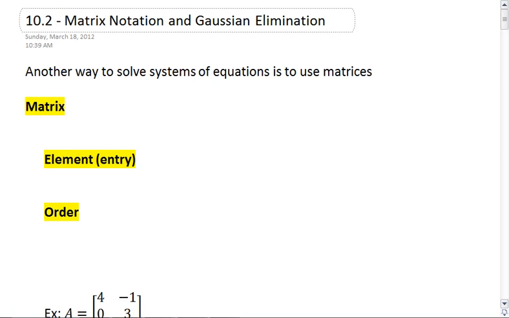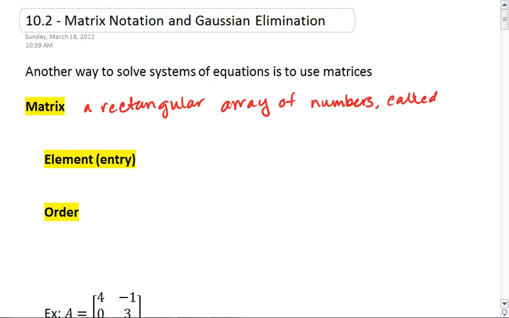Section 10.2, matrix notation and Gaussian elimination. Another way to solve systems of equations is to use matrices. A matrix is a rectangular array of numbers called entries or elements.